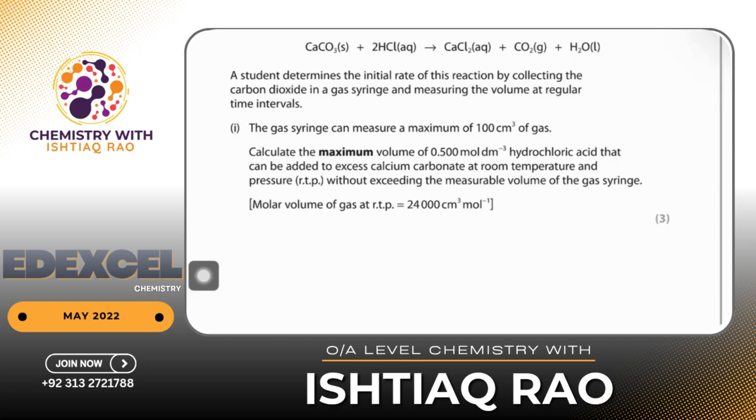Only the concentration of HCl is given to you. And for the volume, we need to have the moles of HCl. When we have the moles of HCl and the concentration of HCl, we can write down the formula n = CV to find the volume of HCl. So we need the number of moles of HCl. How can we find it? What he is saying is that the gas syringe can measure a maximum volume of 100 centimeter cube of a gas. So this is the volume of carbon dioxide.